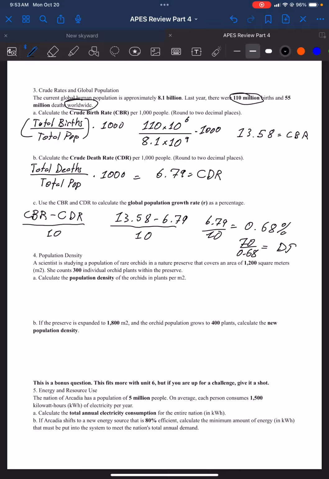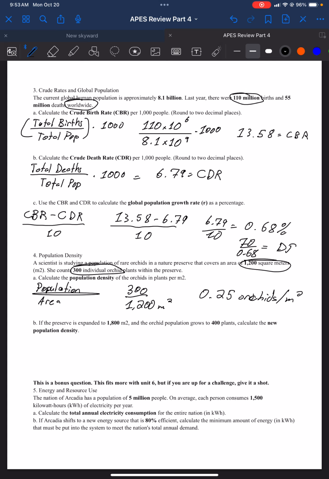Now, population density. It's your population divided by your area. Since population density is number of individuals per unit of area, per means divided by, so population divided by area. I get 300 individual orchids per 1,200 square meters, and I end up with 0.25 orchids per square meter. If you wanted, you could write out the words per square meter. Yeah, it's mathematically equivalent, it's fine.